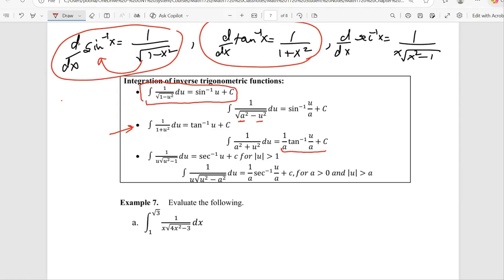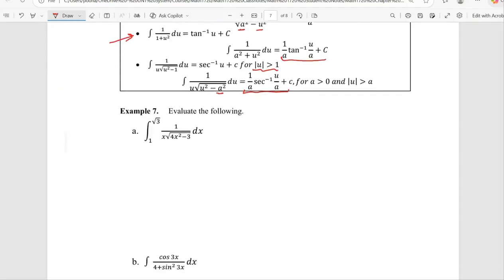And lastly, looking at this formula, we can say the integral of 1 by u times square root of u square minus 1 would be secant inverse u. Same if we have in place of 1 a constant square, the answer would be 1 by a secant inverse u by a. Here we understand that the absolute value of u should be more than 1 because we cannot have a negative in the square root.